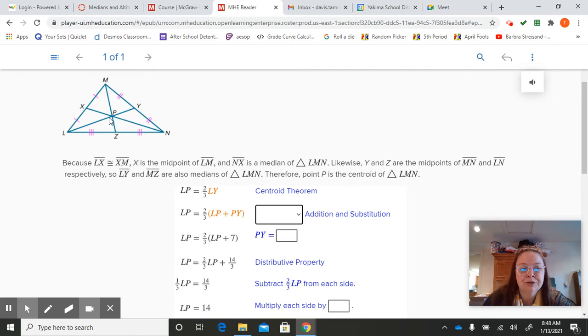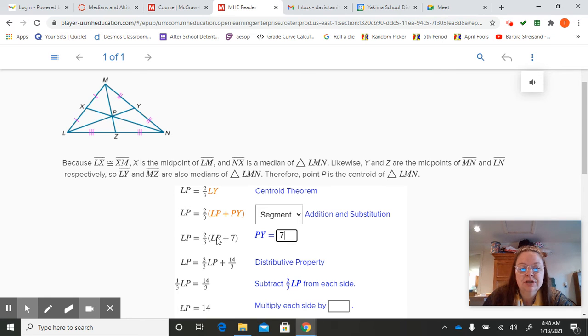So we know that LP is 2/3 of LY and PY is 1/3 of LY. So we're going to change LY to the segment addition of LP plus PY, right? So we just substituted LY with LP plus PY because it's the same thing, because we know that LP plus PY has to be LY. We know that PY is 7, so we're going to substitute 7 in for PY.